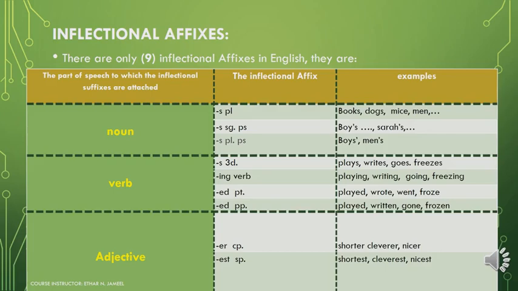The second S is S singular possessive. This S indicates possession, but it comes with singular nouns, like for example boy, Sarah, girl, etc. The indication of the S possessive is an apostrophe before the S. So we put the singular noun, apostrophe, and S, like boy's, Sarah's, John's, etc.